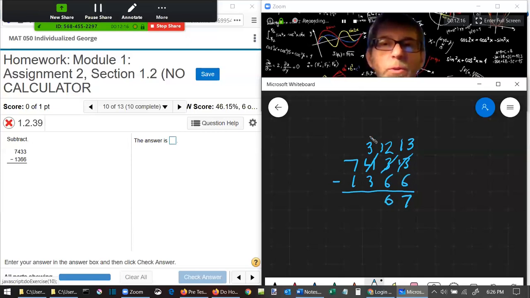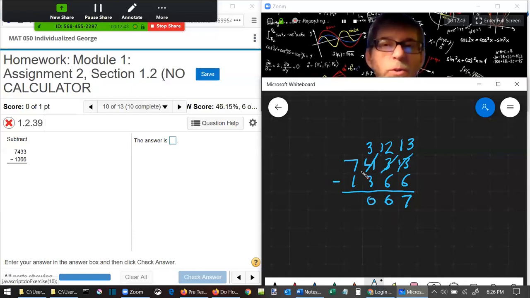Now we move over to the next column right here. We have 3 minus 3. We do not need to borrow. We only borrow if this number here, the top number, is smaller than the bottom number. If it's the same or bigger than the bottom number, we can just subtract the way it is. 3 minus 3 is 0.